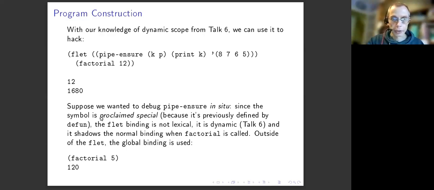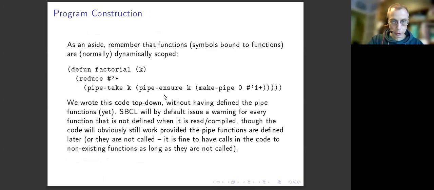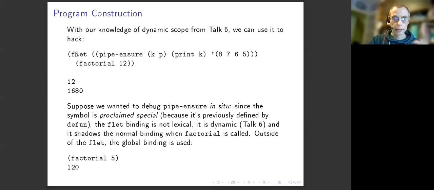So here, I'm taking the pipe-ensure from before, and I replace that with a print function that prints its value and then returns 8765. So this is just like a stub. This is before I actually define the real pipe-ensure. And I want to debug the functions that are calling it, so I stub it using flet. I create a temporary binding of the pipe-ensure function, and then I call my factorial. If you remember the definition of the factorial from here, it calls pipe-ensure in the middle, but because it's inside of this flet, it will now call my stub rather than the global one. And the global one at this point may not exist, or it may exist, but it will be ignored because it's shadowed by it.